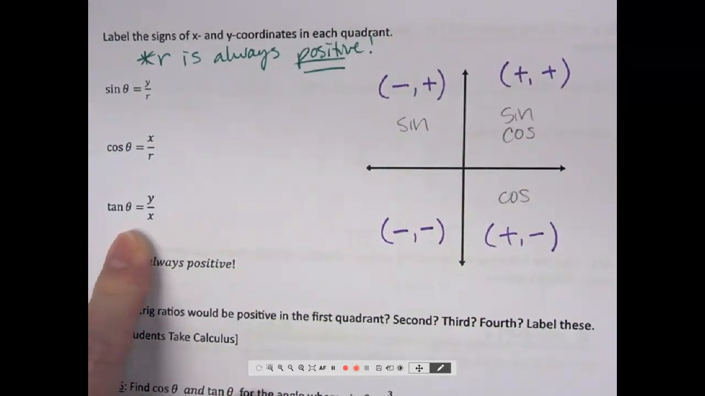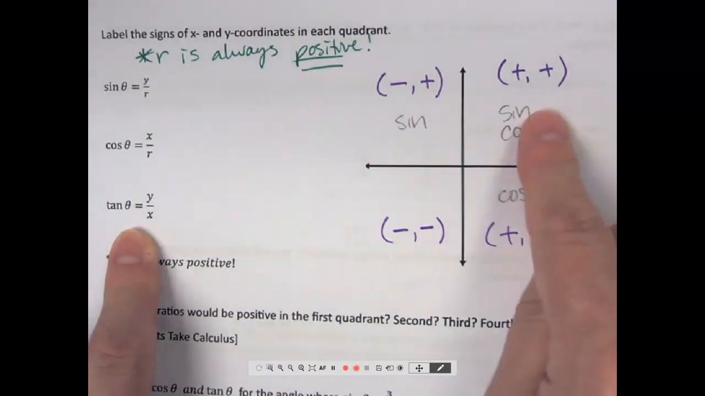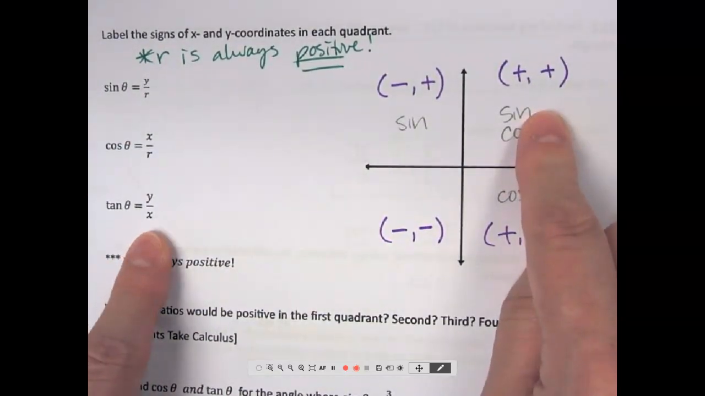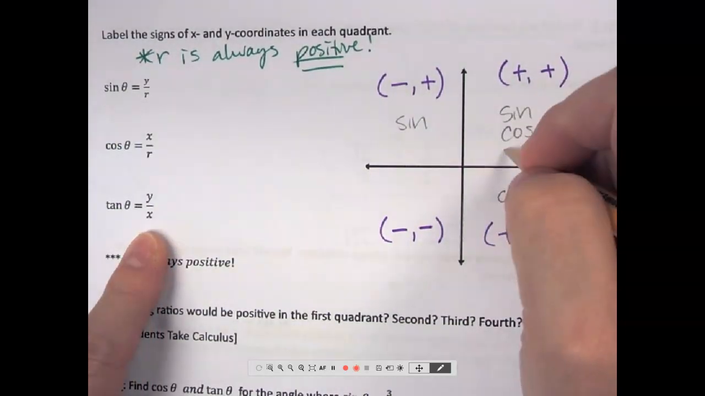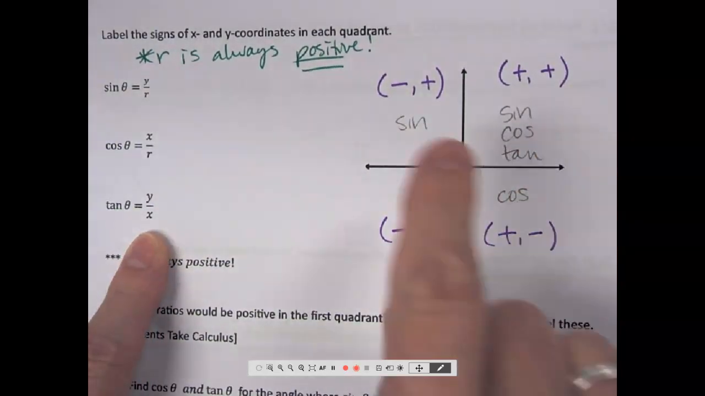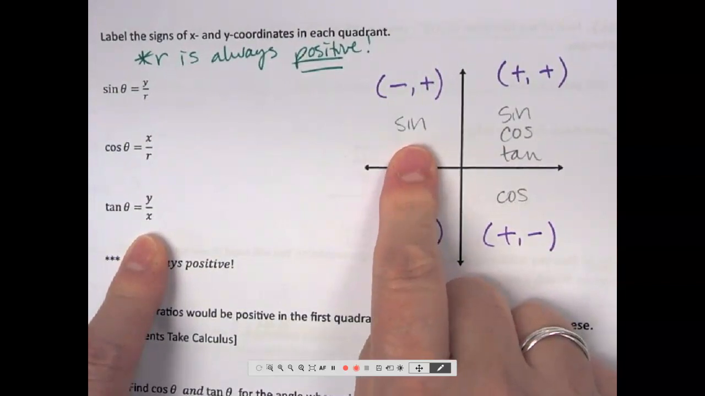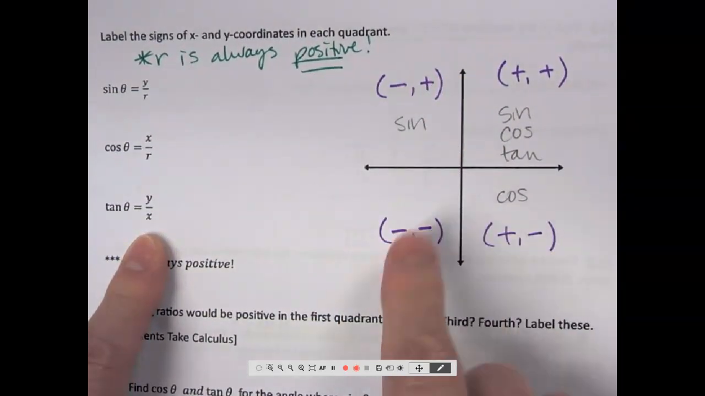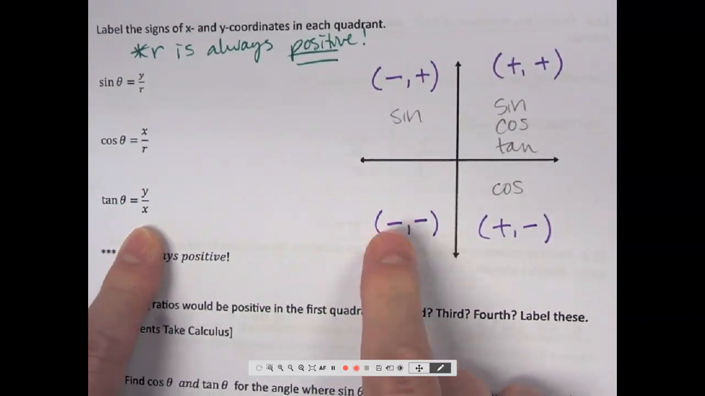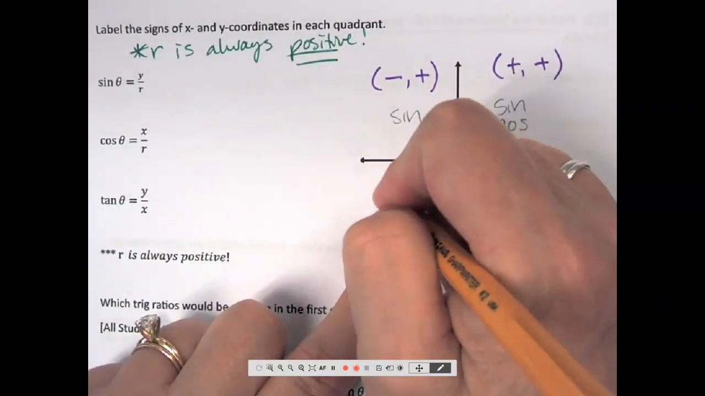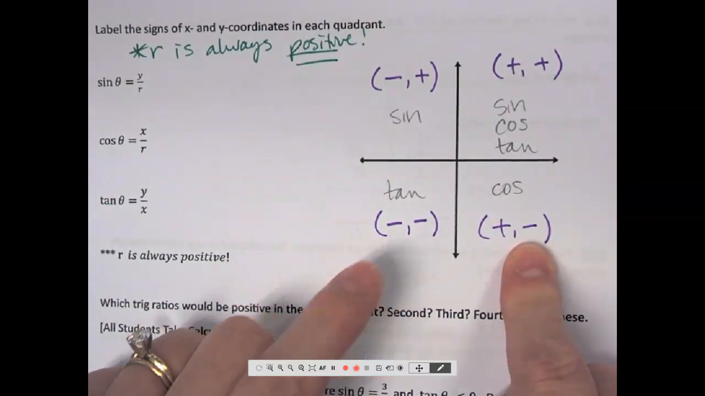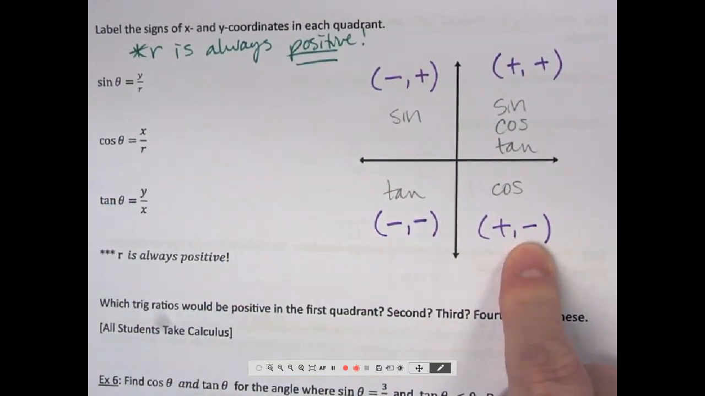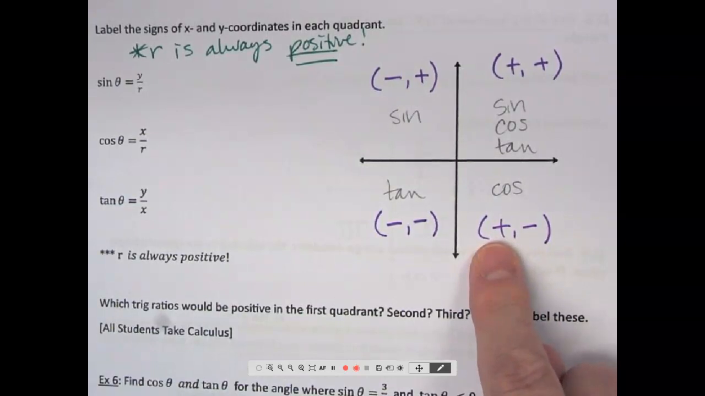Okay, let's go through tangent. Would tangent be positive here? Remember, tangent is Y divided by X. Yes. Would tangent be positive here? No, because it'd be a positive over a negative. Would it be positive here? Yes, because it'd be a negative over a negative, which would give me a positive tangent. And would tangent be positive in the fourth quadrant? No. Negative over a positive is a negative.